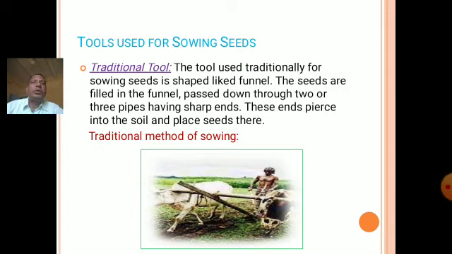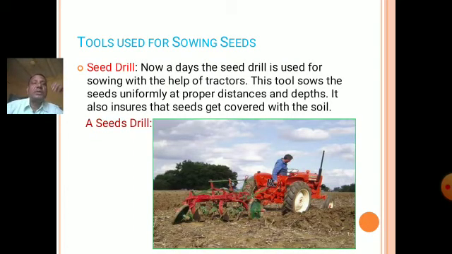Then the next tool used for sowing is the seed drill. This is the traditional tool. The tool traditionally used for sowing seeds is shaped like a funnel. The seeds are filled in the funnel and pass down through two or three pipes having sharp ends. These ends pierce into the soil and place the seeds there at a proper distance. Nowadays the seed drill is used for sowing with the help of a tractor. This tool sows the seeds uniformly at a proper distance and depth.